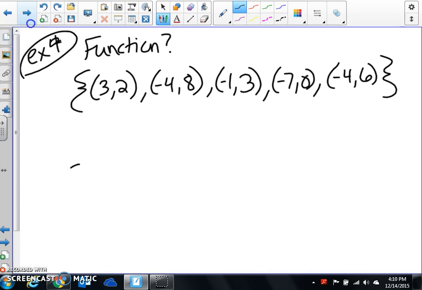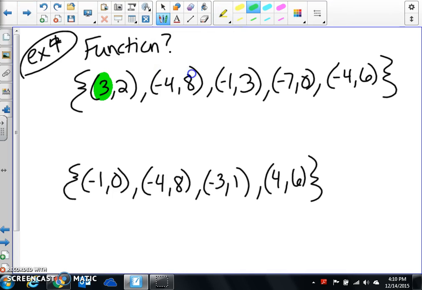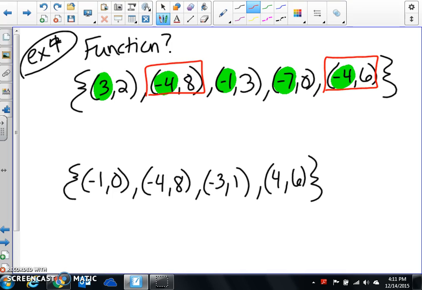Okay, here's another one down here. All right. So once again, when we're determining whether it's a function or not, we're only worried about the x values. So I'm going to highlight the x values only. Okay, so now I go ahead and I look. Does 3 repeat? No. Does -4 repeat? Yes. So I box them in.